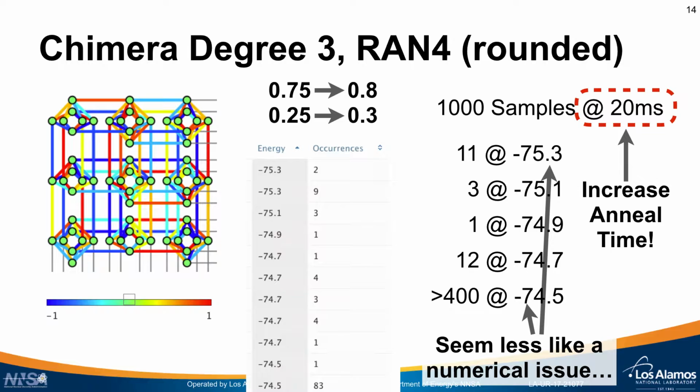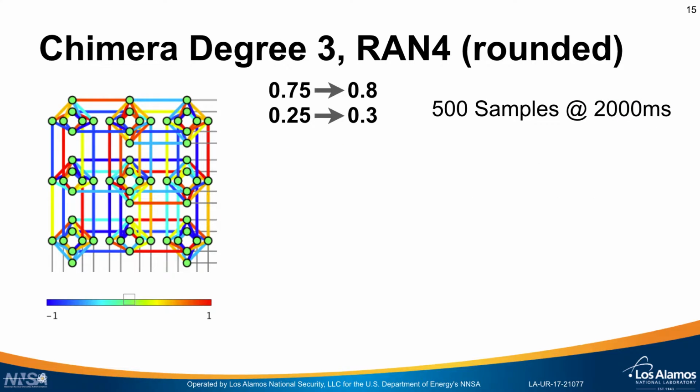So let's apply our understanding of the adiabatic theorem and increase the anneal time. We would expect by doing this that we're going to get more solutions from the lower energy state because we're annealing at the right speed. Due to some hardware requirements, we have to reduce the number of samples to 500, but we're going to increase the anneal time from 20 microseconds to 2,000 microseconds. So this is a 2 orders of magnitude increase in how slowly we perform the annealing step.